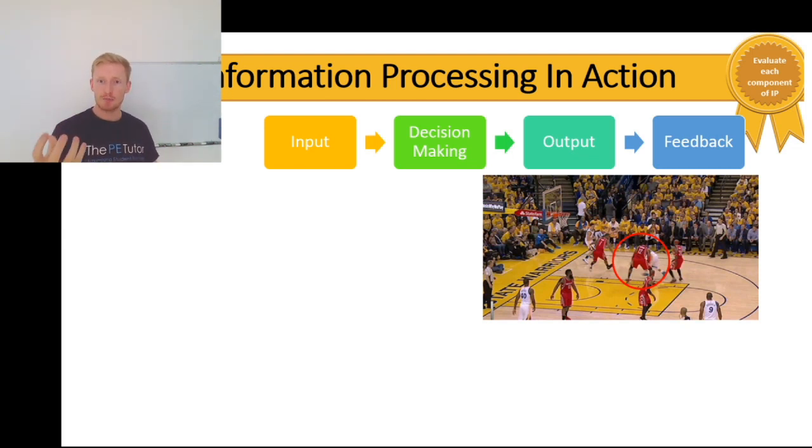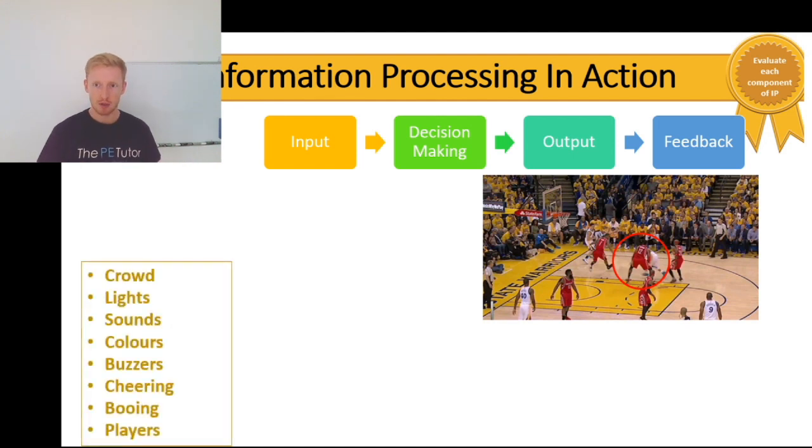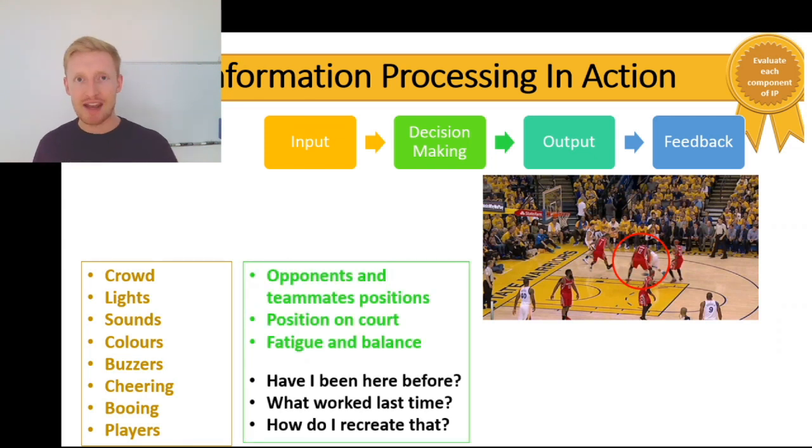And I've circled this person because they're currently in a situation where they've got decisions to make. So currently, for their input, and remember, input, that's everything. Crowd, lights, sounds, colours, buzzers, cheering, booing, players, positions, feel of the ball, balance, fatigue. List is almost endless. Think about those 5 sense organs and then the 6th one of balance. Anything that is coming into the body makes up part of this input. They now need to select what to pay attention to.